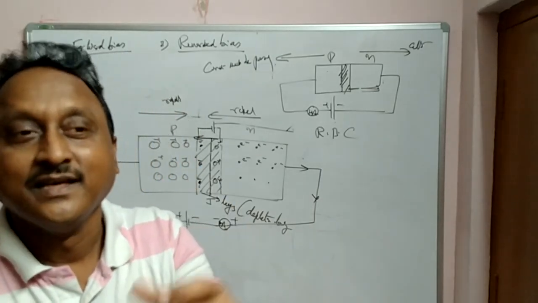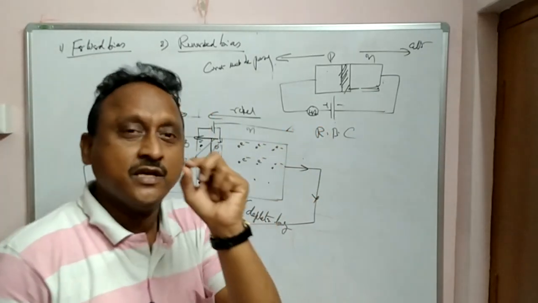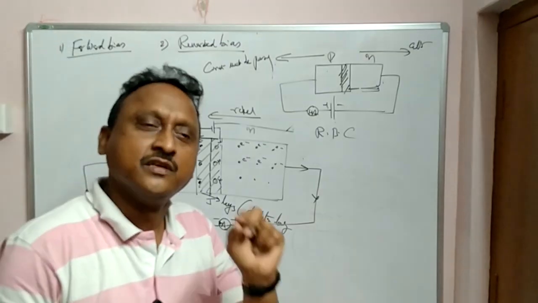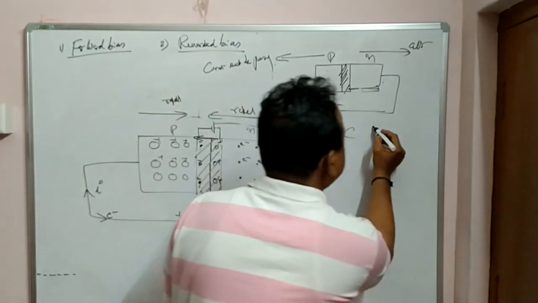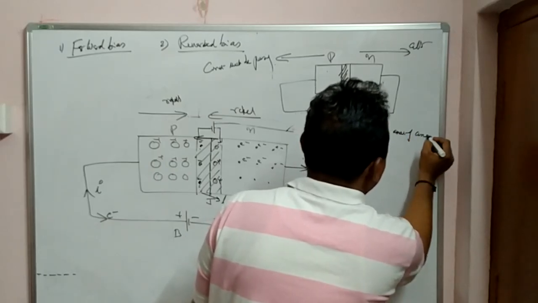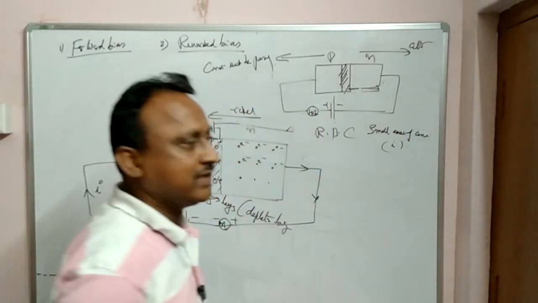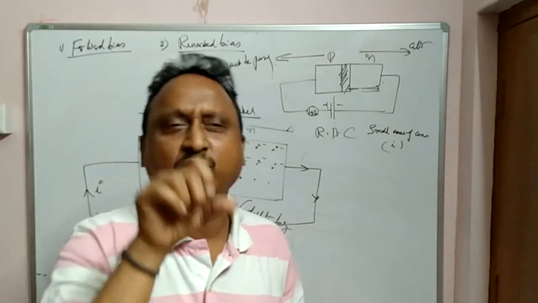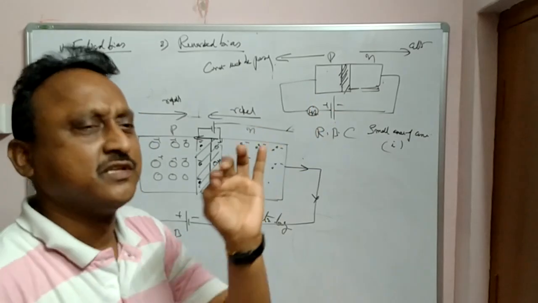But when you put a microammeter, a small amount of current is observed. Not completely zero, a small amount of current is observed. In general, we say there will be no current flow in reverse bias, but if you put a microammeter in reverse bias, a small amount is seen.